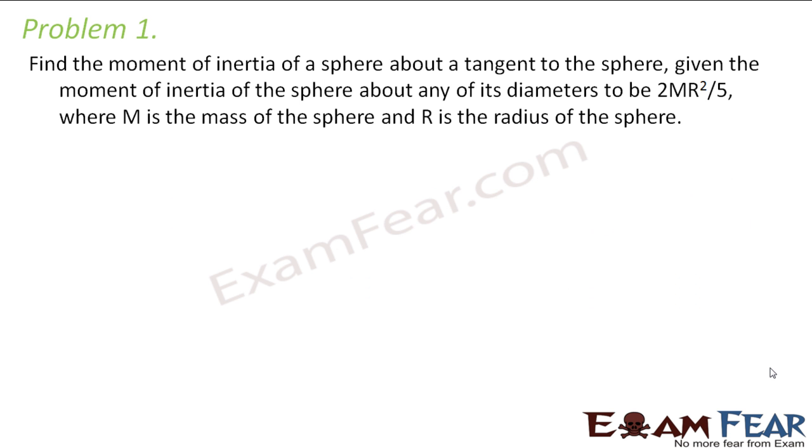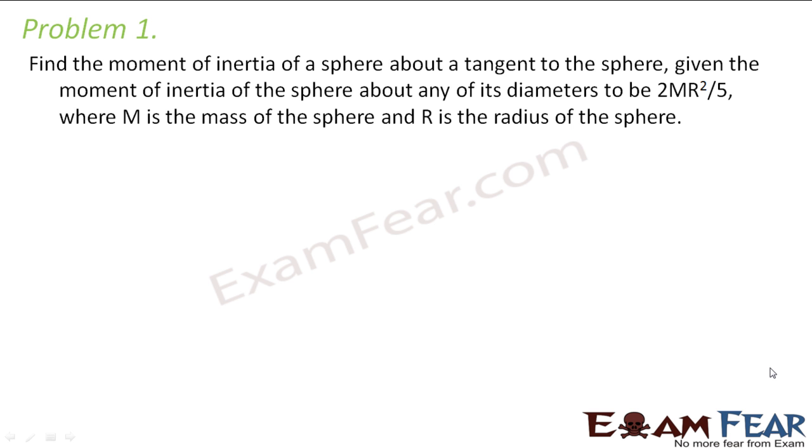So let us look at some problems based on this calculation of moment of inertia. So this is problem 1. It says find the moment of inertia of a sphere about a tangent to the sphere, given the moment of inertia of the sphere about any of its diameter to be 2 by 5 mr square, where m is the mass of the sphere and r is the radius of the sphere.